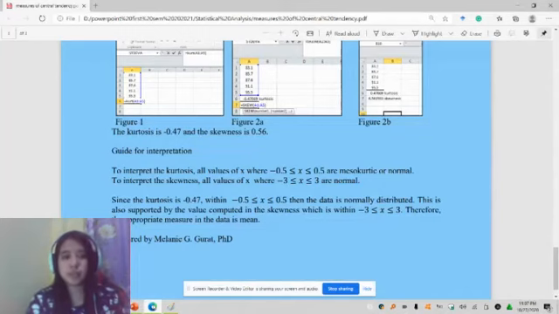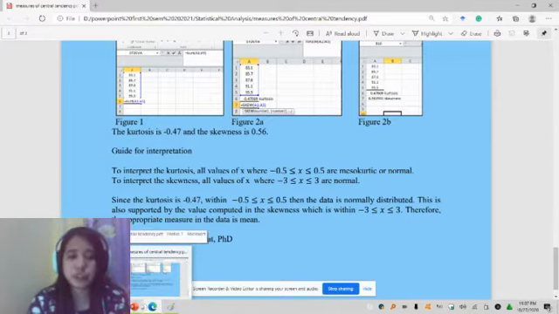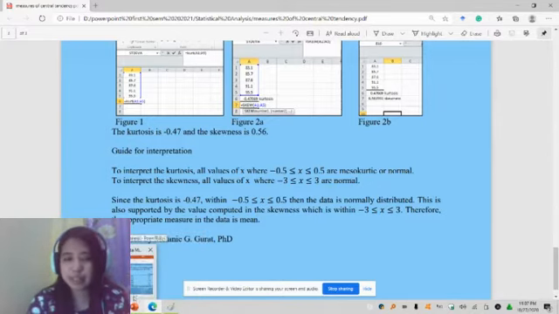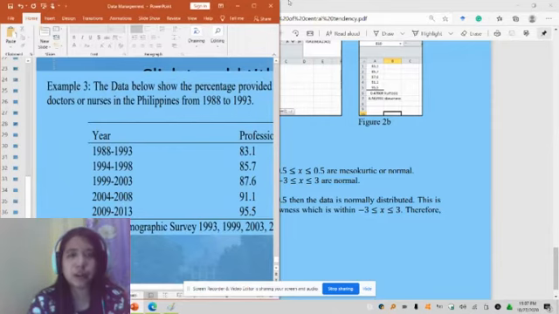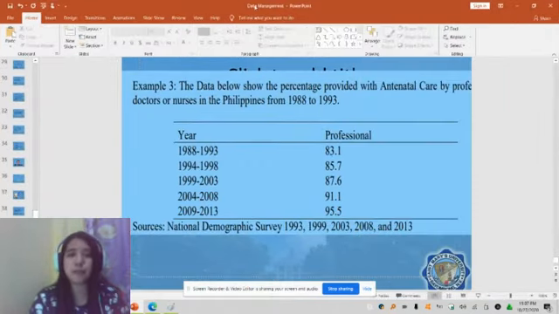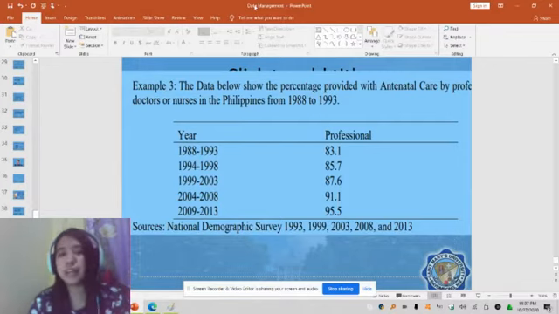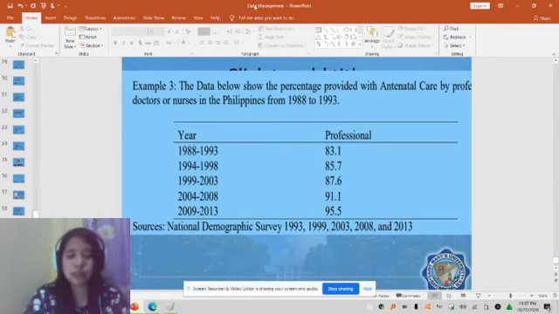Hello, so this is the continuation of our discussion on measures of central tendency. So we are already in example number 3. Just to recall, this is the data that we are trying to solve, wherein it's numerical data and the task is to compute for the mean, the median, and the mode.